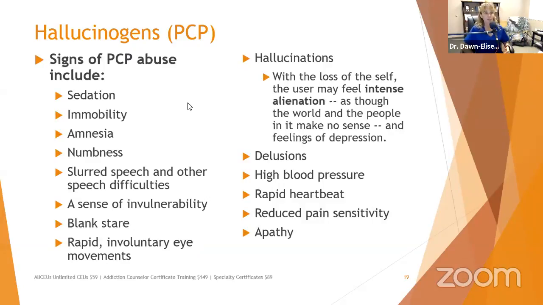People can have delusions, especially delusions of grandeur, when they're on PCP. They have that sense of invulnerability. They think they're God. They think they're the president. But they also may have delusions of persecution. They may think that people are chasing them or trying to read their minds. High blood pressure, rapid heartbeat, reduced pain sensitivity, and apathy. So there's a lot that goes on with hallucinogens that overlaps both alcohol and stimulants. So we need to ferret out what the person's experiencing.